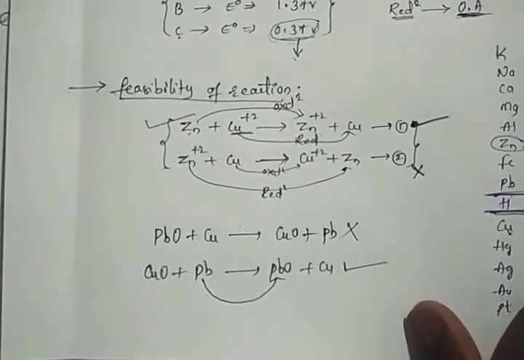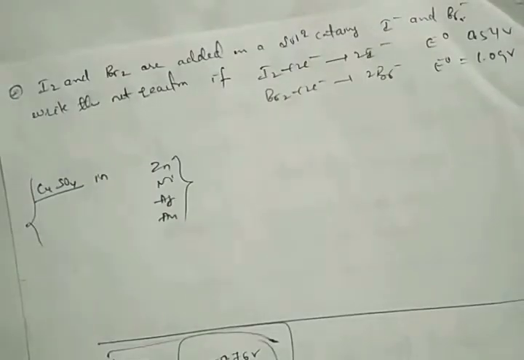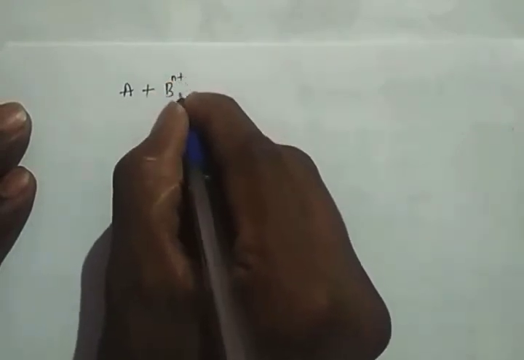Now, based upon the electrochemical series, how are we going to predict the reaction? Now I am going to consider a general reaction: A is an element plus B to the power n plus, meaning B is an ion, and A is an electrode.